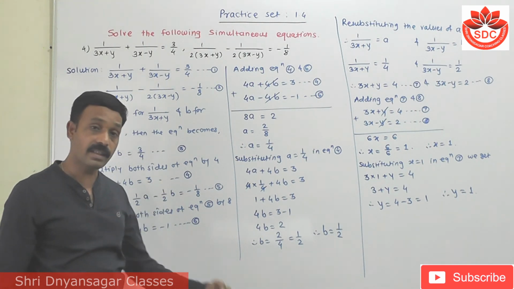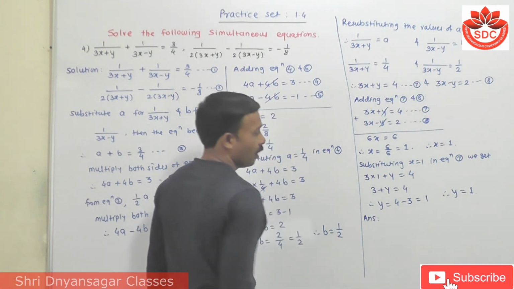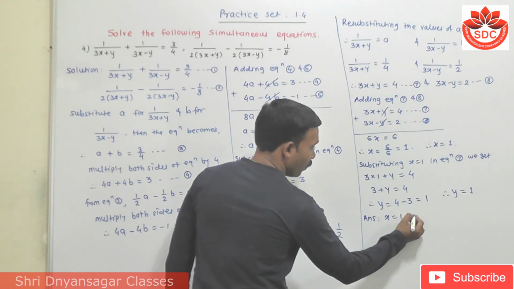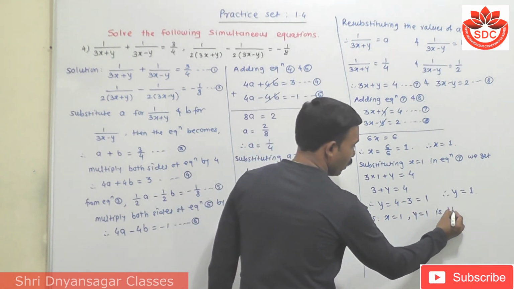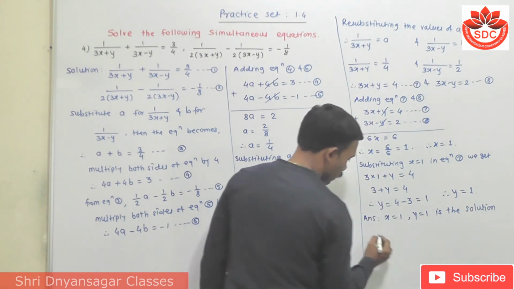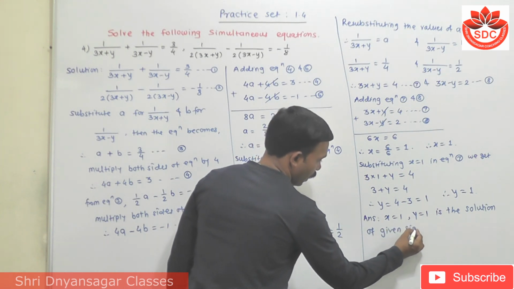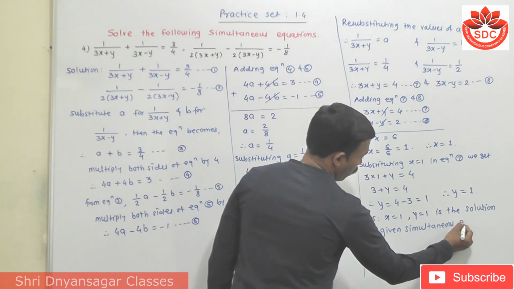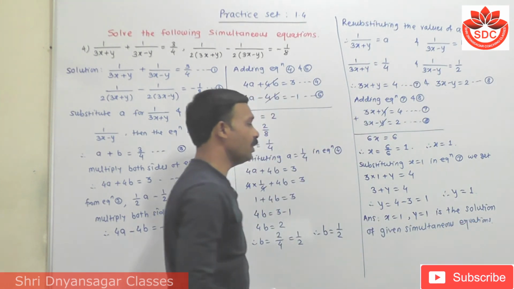So we write the answer in a full sentence. Answer: x is equal to 1, comma, y is equal to 1 is the solution of the given simultaneous equations. Students, can you understand this?